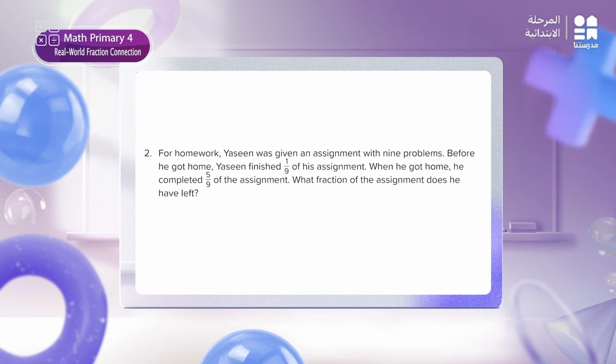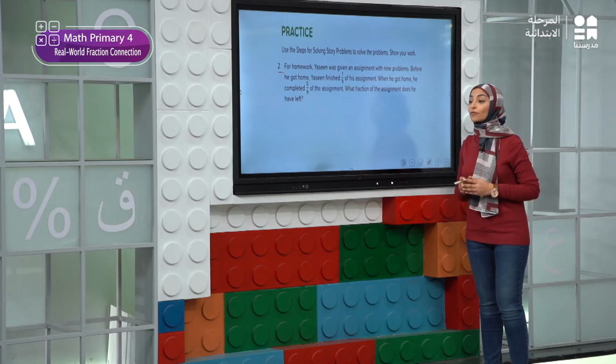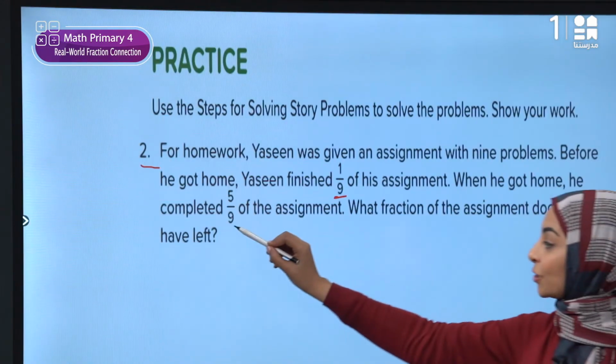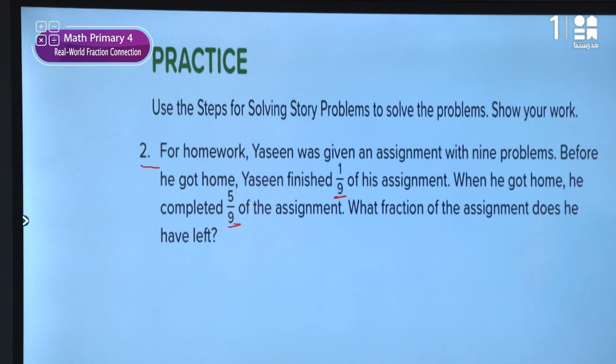Here we know that Yasin was given homework with 9 problems. He finished 1 over 9 of the problems in school. In school he finished 1 over 9 of his homework. And when he returned home, he also finished 5 over 9 of the problems at home. Okay? So what does the problem ask? It asks what fraction represents the part of Yasin's homework that is left. To find the remaining part, what should we do? We should add the two fractions to know how much of the homework he solved.